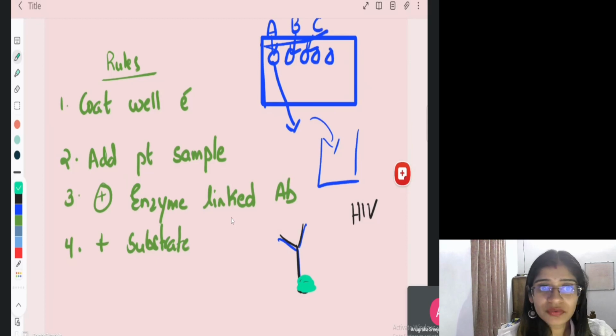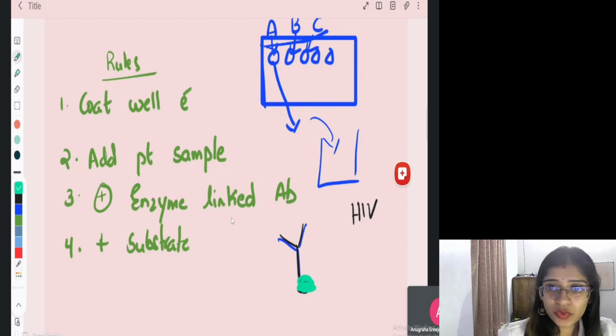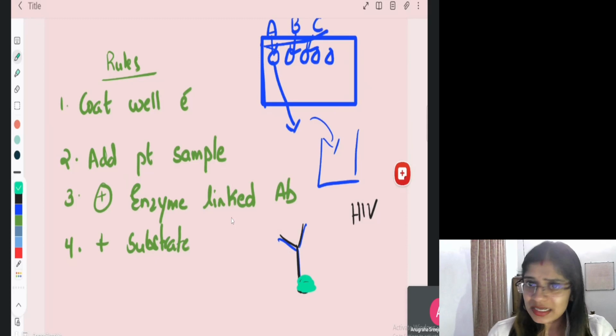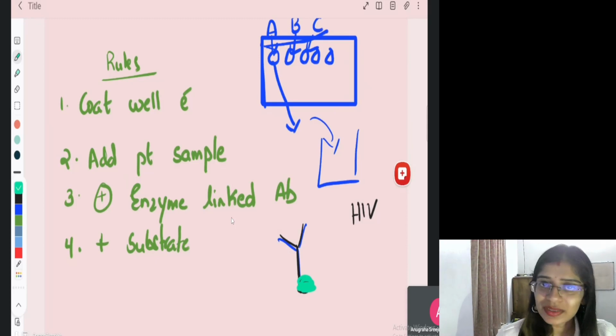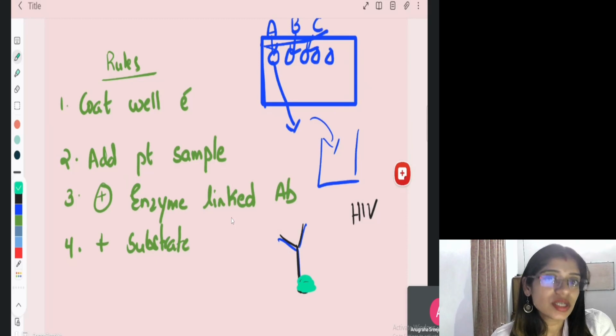At the end of the class, if you don't understand anything in ELISA, in your answer sheet you write these 4 basic rules, and draw the plate. You see, these 4 rules are very simple. First, coat the well with antigen or antibody depending on what you're finding. If you want to check for an antigen, you coat the well with antibody and vice versa. Second, add the patient sample onto the well.